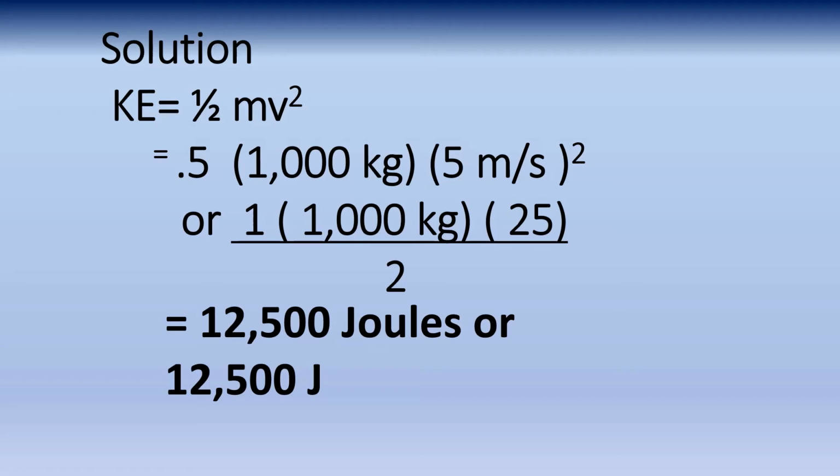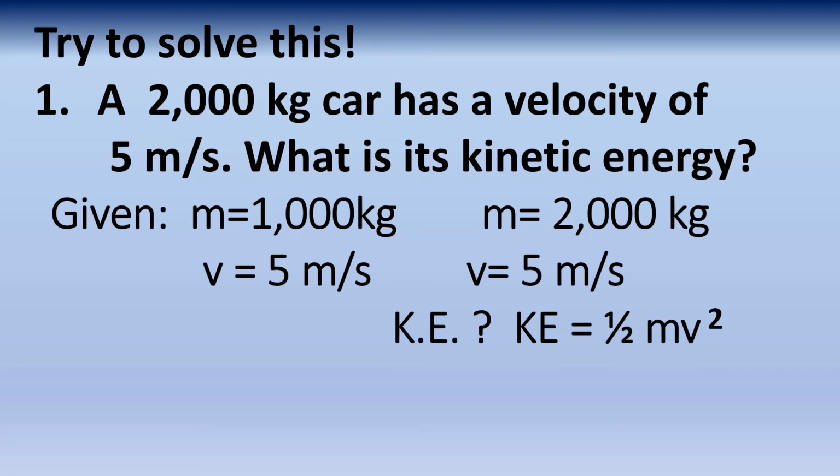Or you can also solve it this way: 1 over 2, so 1 times 1,000, that's the mass, times 5 times 5, that is 25, divided by 2. Still the same answer, 12,500 J. Okay, what if we double the mass? So this is the problem: a 2,000 kilogram car has a velocity of 5 meter per second. What is its kinetic energy?